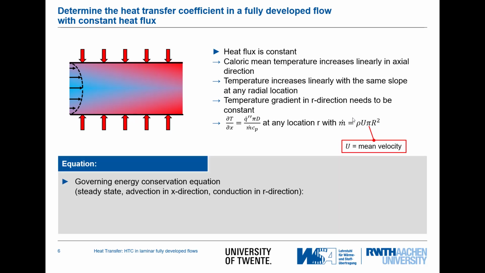So what kind of equation do we need to describe the radial temperature profile here? First of all, we are looking at the steady state condition. We omit the diffusion in axial direction, so we only have the advection in x direction, and we assume that there's only conduction in radial direction taking place because the velocity profile is uniform and there is no velocity in radial direction. So the equation that we have to solve is the following. We have on the left side the convective flux, and on the right side the diffusive flux in the two different directions of the coordinate system.